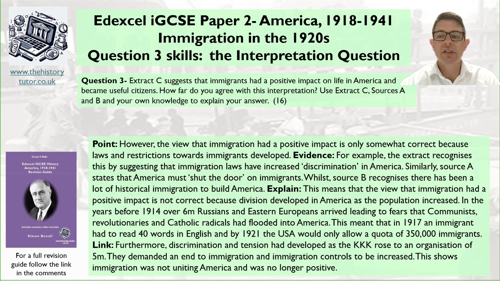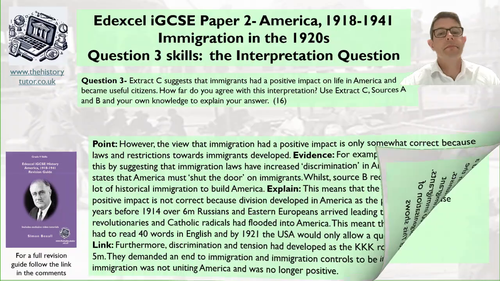This means the view that immigration had a positive impact is not correct because division developed in America as the population increased. In the years before 1914, over 6 million Russian and Eastern Europeans arrived, leading to fears that communists, revolutionaries and Catholic radicals had flooded into America. This meant that in 1917, immigrants had to read 40 words in English, and by 1921, the USA was only going to allow 350,000 immigrants into America. Furthermore, discrimination and tension developed as the KKK rose to an organisation of 5 million people. They demanded an end to immigration and immigration controls to be increased. This showed immigration was not uniting America and was no longer positive.